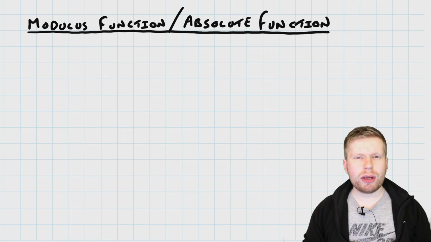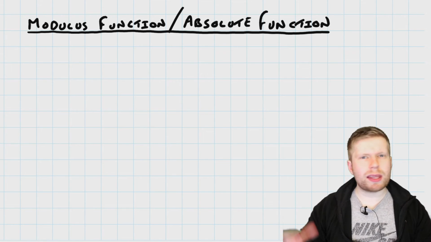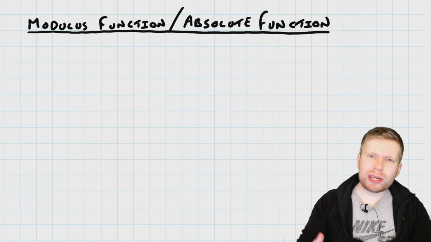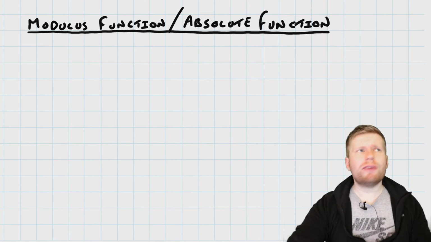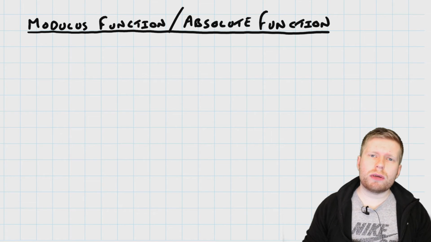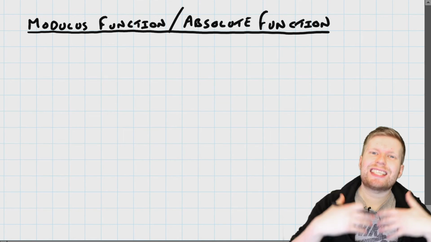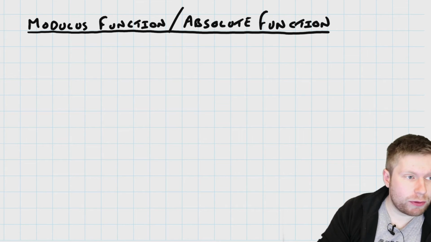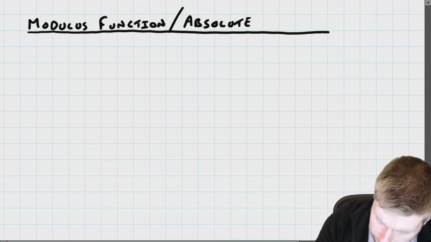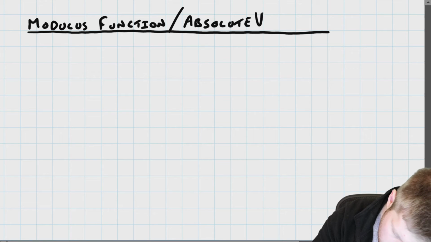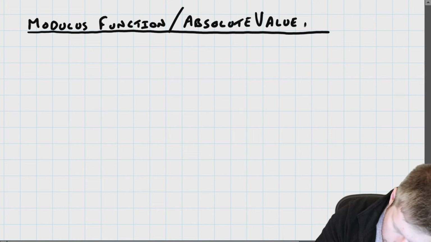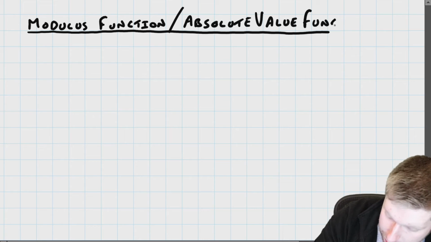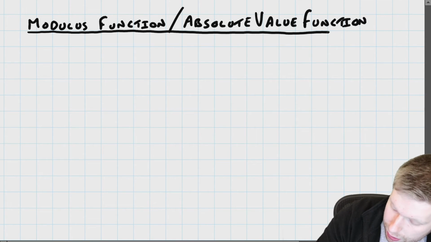So if I give you -3, the modulus function will just make that positive, so make it 3. If I give you 7, the modulus function will keep it at 7 because that's still positive. If I give you -1,000,000, the modulus function will just turn it into 1,000,000 because it just says make it positive. So the absolute value function is a very, very simple function. It just simply says whatever your input is, make it positive.